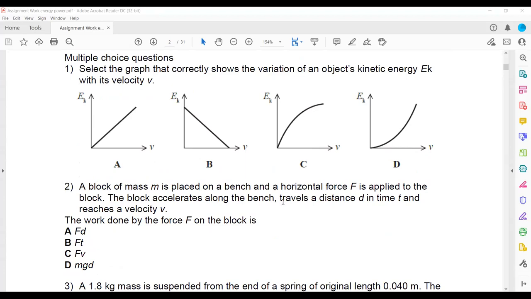Select the graph that correctly shows the variation of an object's kinetic energy with the velocity v. I want everyone to participate. What could be the right answer for this? The hint is that kinetic energy is half mv squared, or 0.5 mv squared. That's the formula for kinetic energy. So what could be the right answer?